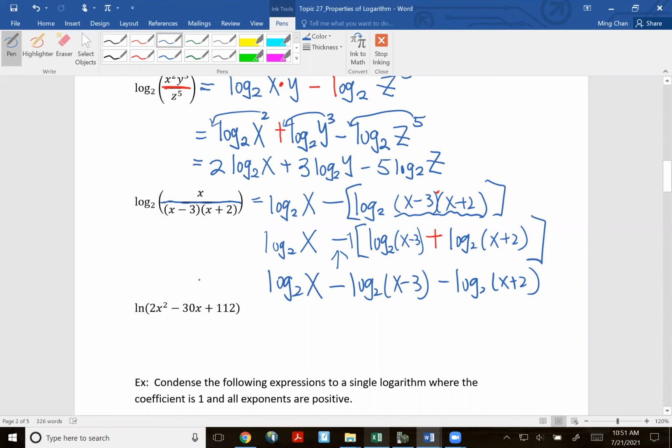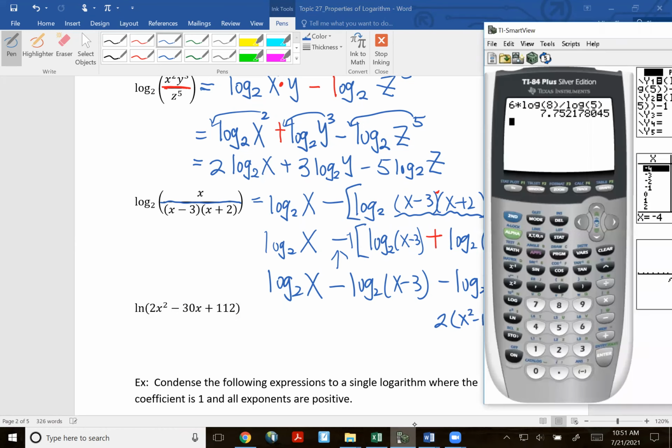All right, this is a very interesting problem. It's a natural log of these three terms, okay? These are three separate terms inside. We can only expand them if they are multiplying. So right now, these are not multiplying. So to make these three terms multiplying, I can actually factor this trinomial in here. So let me do that on the side. I can factor a 2 out of these three terms. So that gives me 2 times x squared minus 15x plus, let's see, 112 divided by 2. That will be 56. Okay.